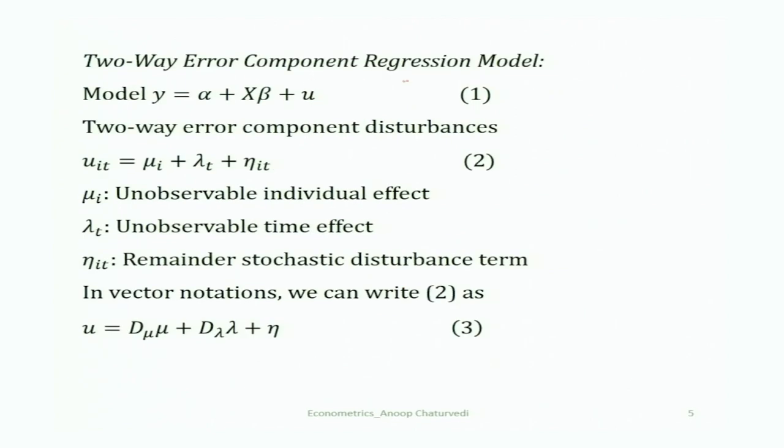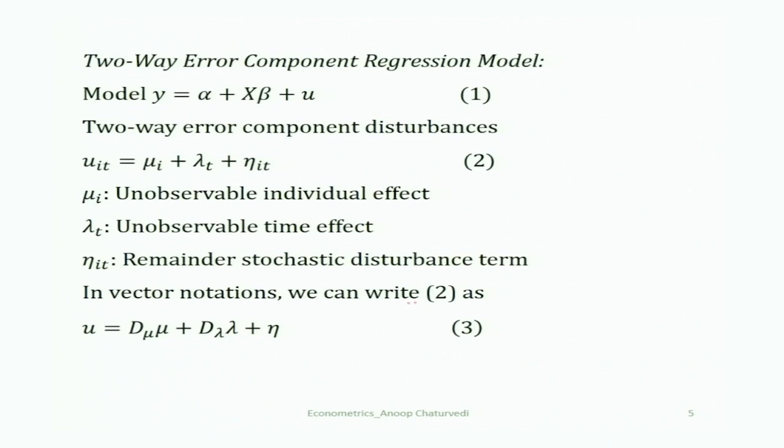Now, we consider the two-way error component regression model. Our model is y equal to alpha plus X beta plus u, and the two-way error component disturbances are u I t equal to mu I plus lambda t plus eta I t. Mu I is the unobservable individual effect, lambda t is the unobservable time effect, and eta I t is the remainder stochastic disturbance term. So in the two-way error component model, we have both the unobservable individual effect as well as the unobservable time effect, and you have to take care of both of these effects.